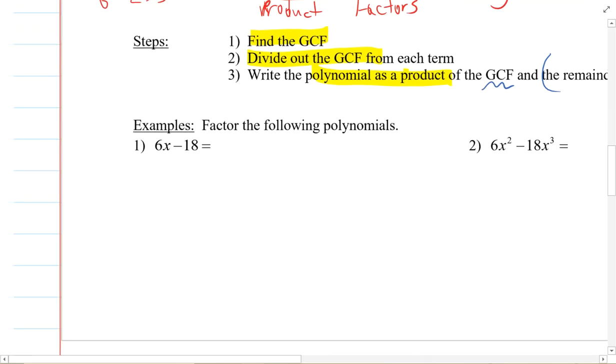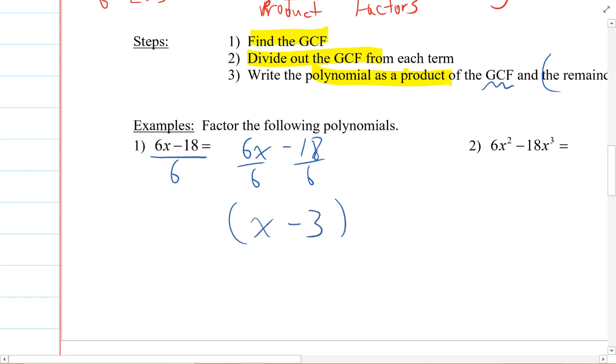We got this. So 6 and 18, what's the largest number? Well, you can divide them both by 6. So remember from yesterday, that's like 6x divided by 6 and minus 18 divided by 6. So what do we get? Well, when we divide, our remainder is x minus 3.